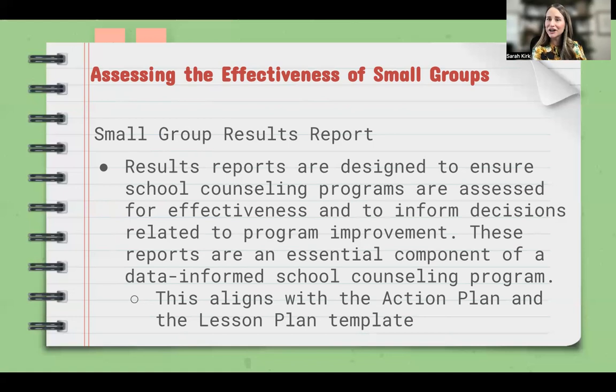And I know this can be scary because you don't want it to show that what you're doing isn't working, but don't be afraid of that, because that's okay if it shows that what we're doing isn't working. What's not okay is that if what we're doing isn't working, but we never assess it, so we just keep doing it over and over. It's a waste of our time, it's a waste of our students' time, and it's just not good, strong, comprehensive school counseling.